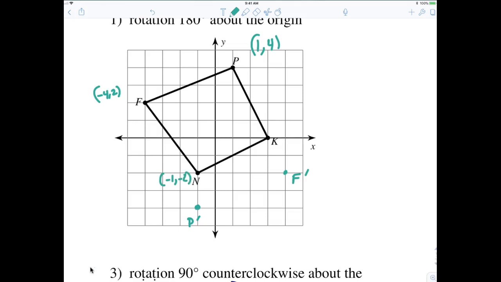Negative 1, negative 2. Thank you, Chancellor. So what is it going to be? 1, 2. No, I'm just surprised. Chancellor doesn't usually talk. He doesn't usually pay attention. So I'm proud of him today.